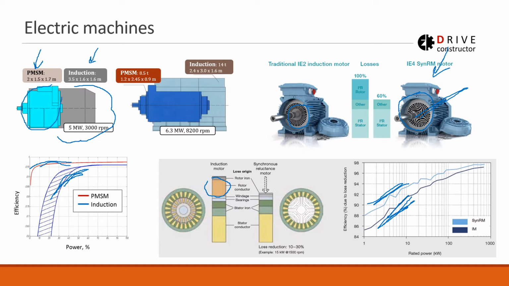In DriveConstructor we have just these three electric machine types. Again, permanent magnet machines, induction machines and synchronous reluctance machines. It will be enough to understand the differences between the machines. But of course there are many more types of electric machines, like for example switched reluctance machines, synchronous machines, DC machines, and some more types. But we have to be selective here and not make the search space too wide, so to speak, when designing systems. So these three will be enough.